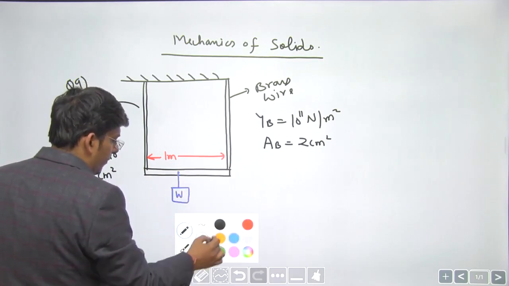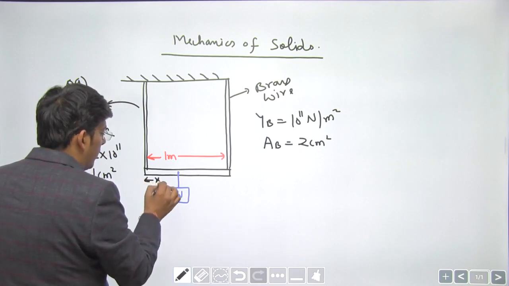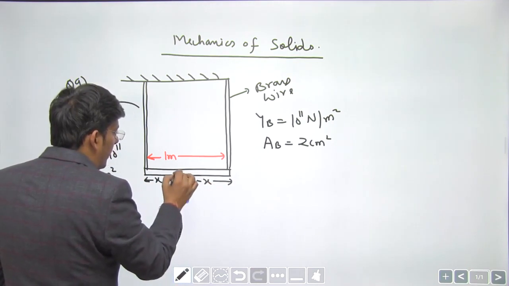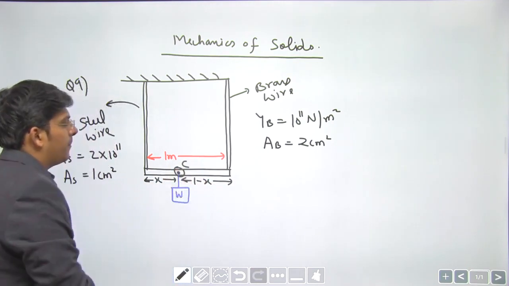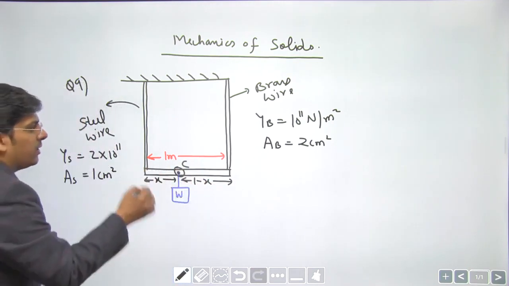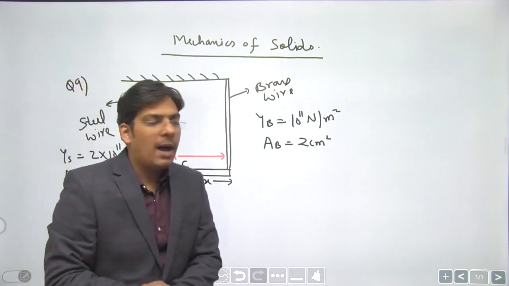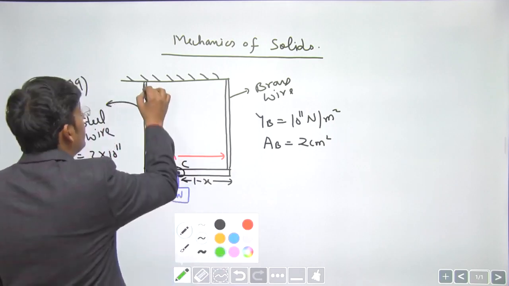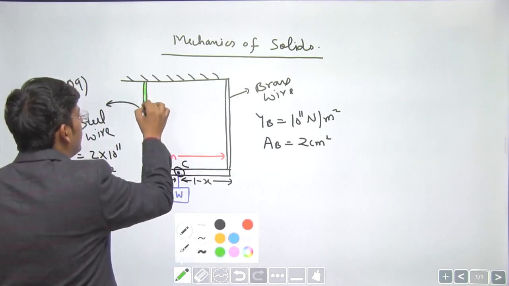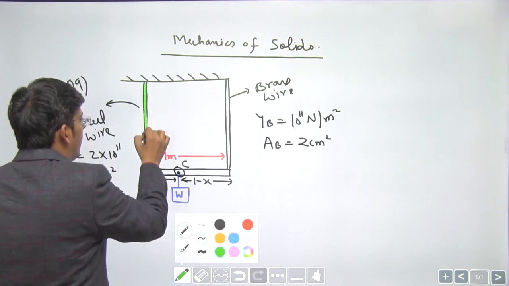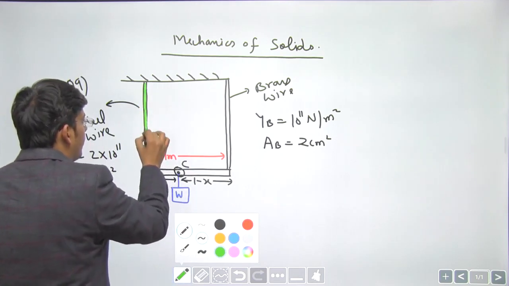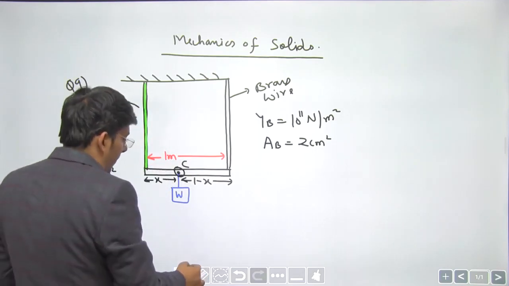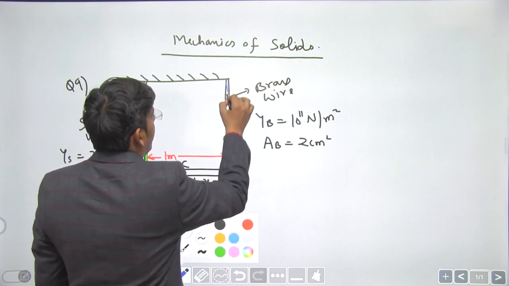Now we are asked to calculate the value of x so that there is equal stress in both the wires. Let this point be C, right? So you have to calculate x. Where should this weight W be hanged on the bar? Bar is weightless, massless. So where should this weight be hanged so that there is equal stress in both the wires, and secondly there is equal strain in both the wires. One thing you can assure is that the whole system is in equilibrium.